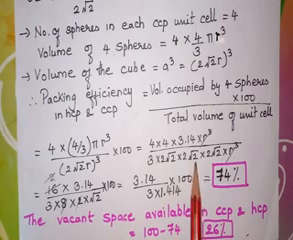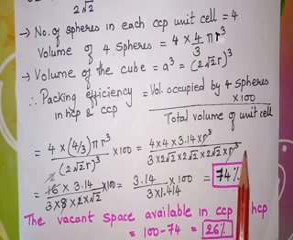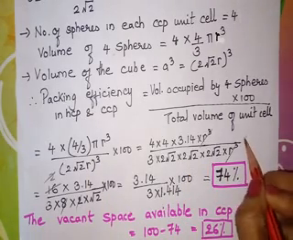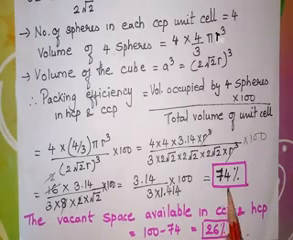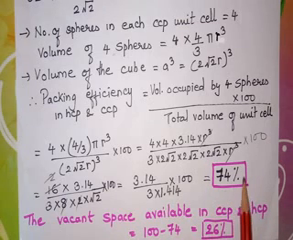And this becomes 2 root 2 into 2 root 2 into 2 root 2 into 100. So here you get 74% on calculation. So here the packing efficiency in HCP and CCP is 74%. Whereas the empty space, that is the vacant space available in case of CCP and HCP, is 100 minus 74, that is 26%.